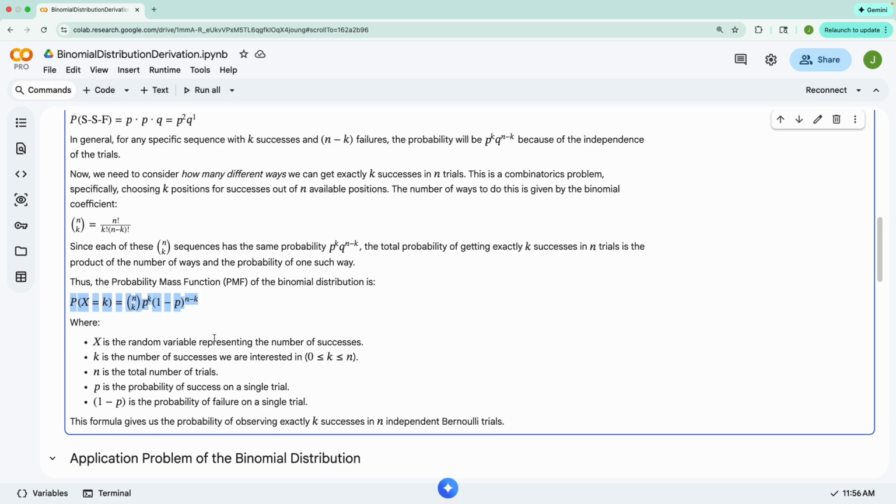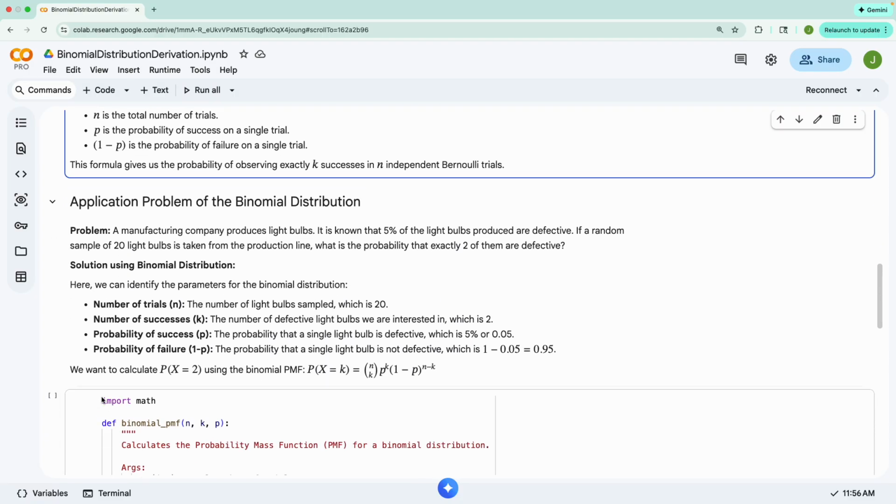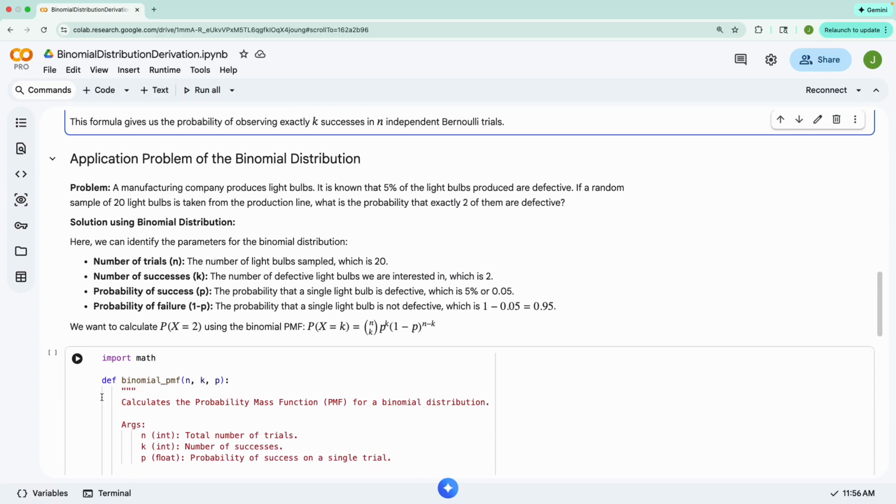So in the setup of the binomial distribution, X is the number of successes out of n trials, and k is the particular value you're interested in for the successes. n is the total number of trials, p is the probability of success, and 1 minus p represents q, or the probability of failure. So let's consider an example application of this.